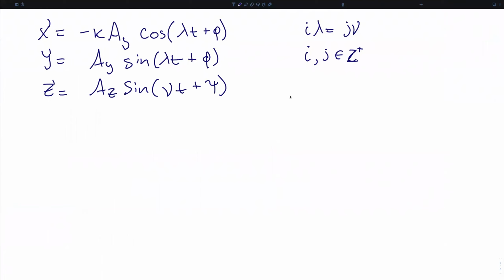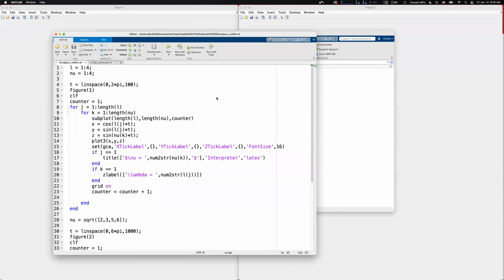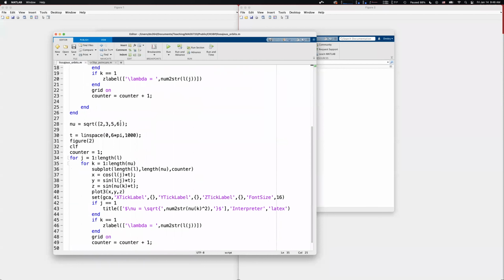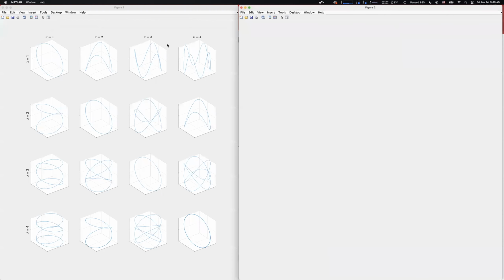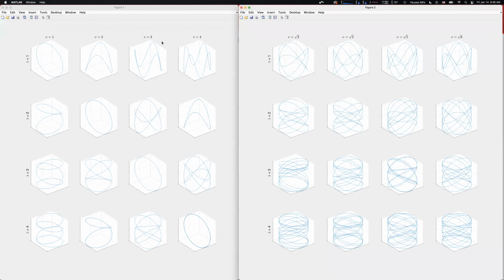So what does this look like? Well, we can just go ahead and plot these solutions. And we will use this MATLAB script. We're going to plot some strictly periodic cases where lambda and nu are in small integer ratios. And then we're going to look at some quasi-periodic cases where we're setting nu to be equal to the square roots of 2, 3, 5, and 6, while lambda remains 1, 2, 3, and 4. And when we do this, here we go.